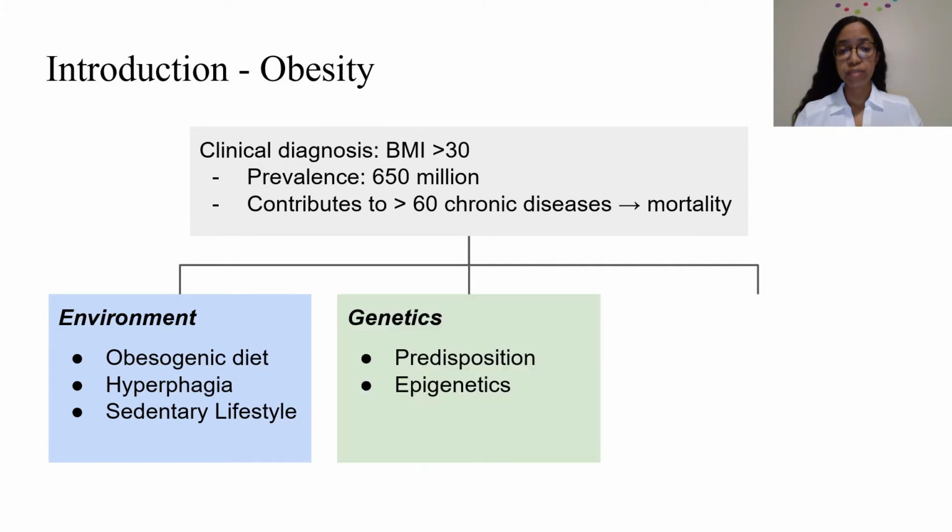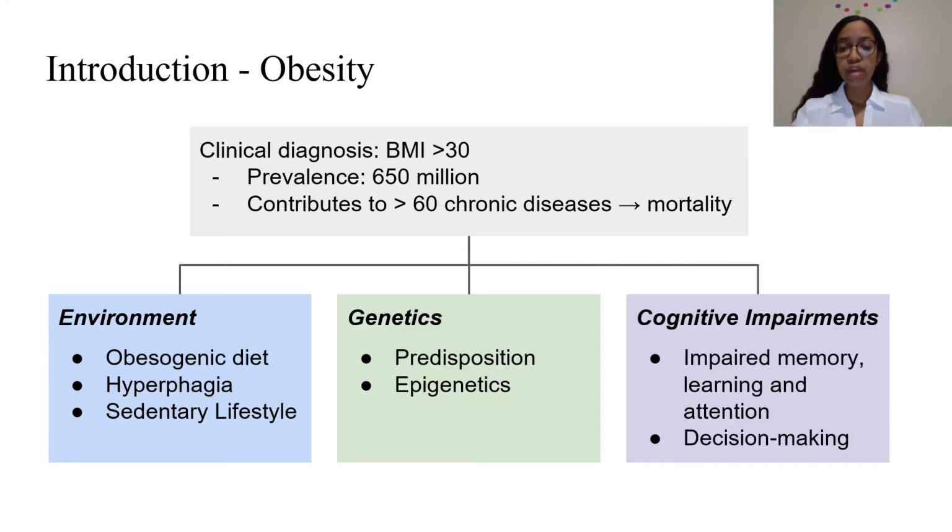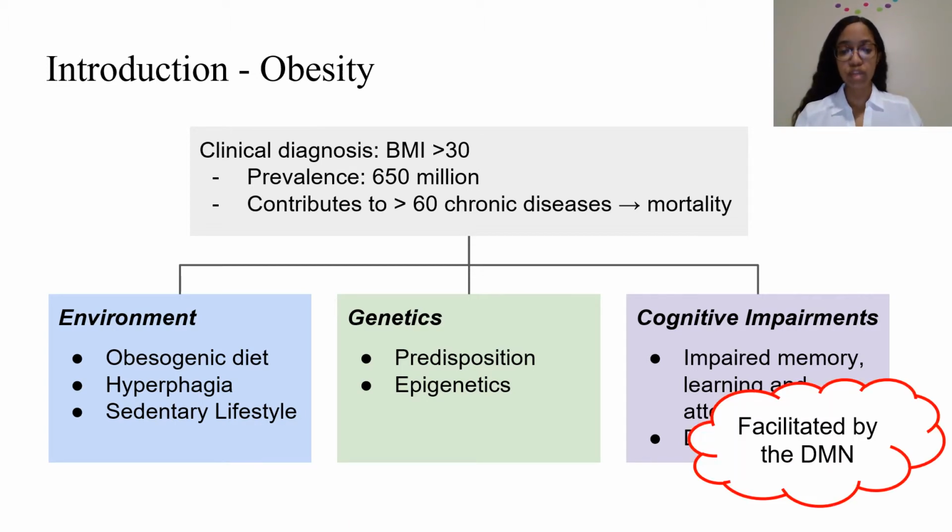as genetic predisposition. However, given the neuroinflammatory response that results from obesity, which in turn gives rise to neurodegeneration, studies have shifted the focus to cognitive impairments that arise in obesity. So this includes impairments to working memory, learning, and decision-making. Now, not coincidentally, these functions are all facilitated by an intrinsic brain network known as the default mode network, or the DMN.